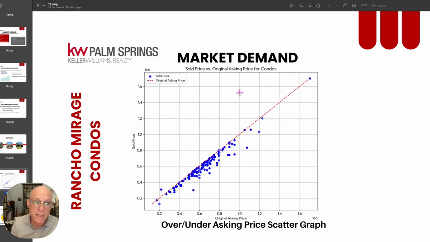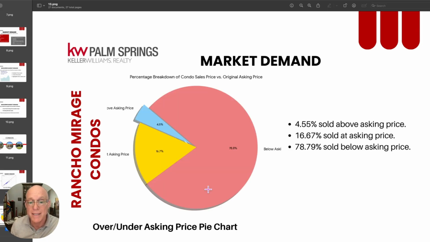And we can see this in a pie chart form here, a little bit more visual. 78.8% of the condos that sold over the previous 30 days in Rancho Mirage went for under asking. 4.55% sold above asking. So there are a few, not quite 5%, but some of the properties went over. And then 16.67% sold at the asking price.